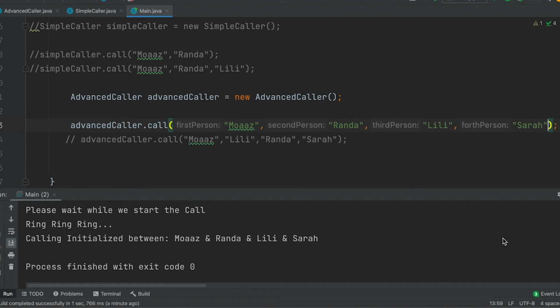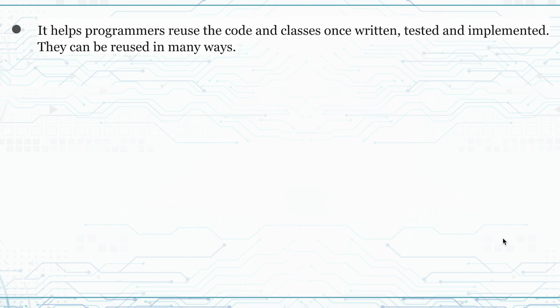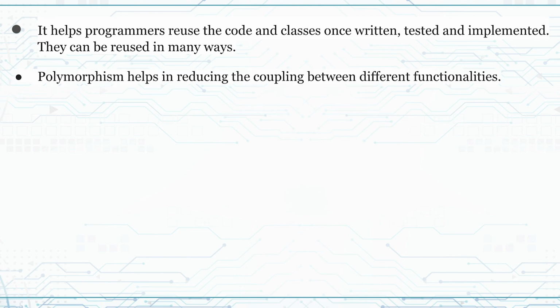So as you can see, to sort the benefits of using polymorphism in our code, first it helps programmers reuse the code and the classes once written, tested, and implemented. They can be reused in many ways. Polymorphism helps in reducing the coupling between different functionalities, and it's easy to debug the code once you understand the overloading and overriding of methods. So that's it for this video. In the next videos, we're gonna talk more about object-oriented programming in Java.